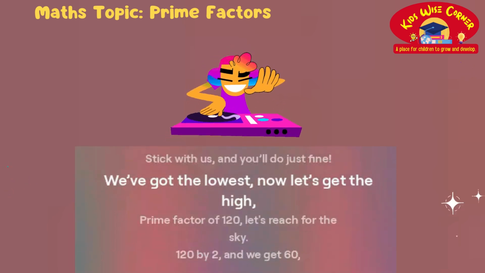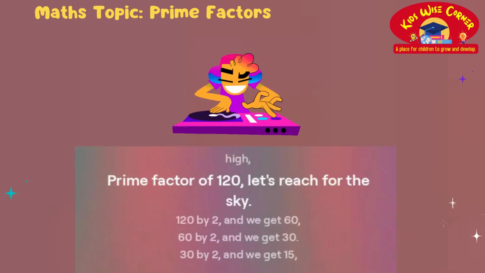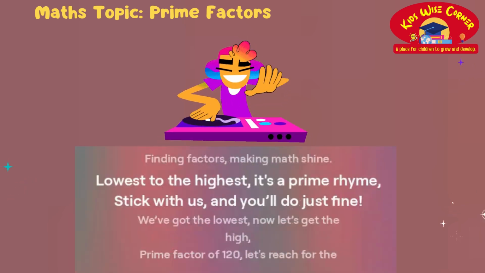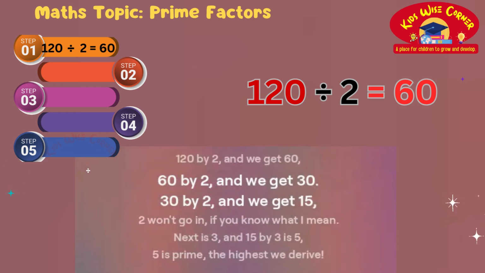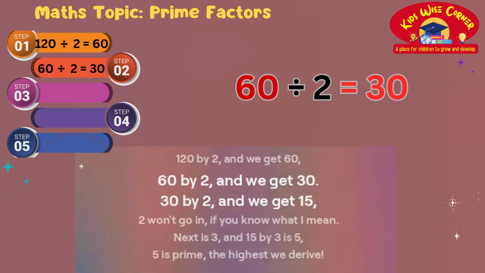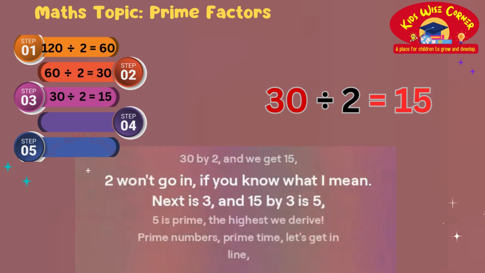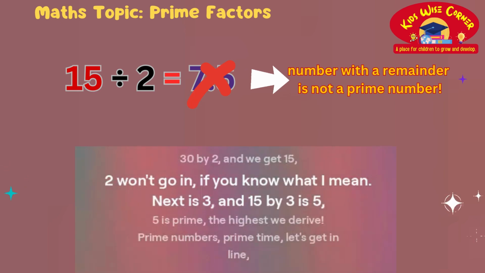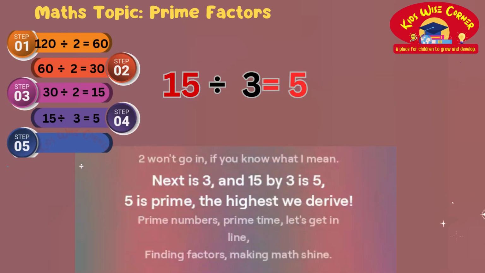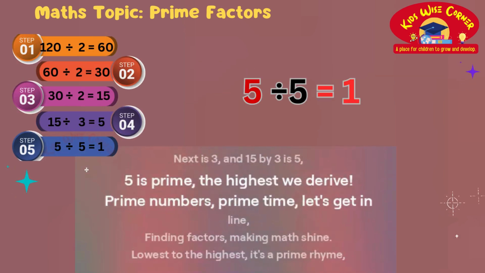We've got the lowest, now let's get the high. Prime factor of 120, let's reach the sky. 120 by 2 and we get 60. 60 by 2 and we get 30. 30 by 2 and we get 15. 2 won't go in if you know what I mean. Next is 3 and 15 by 3 is 5. 5 is prime, the highest we derive.